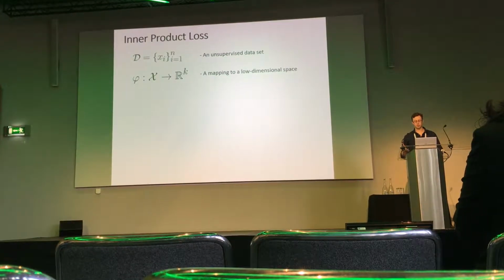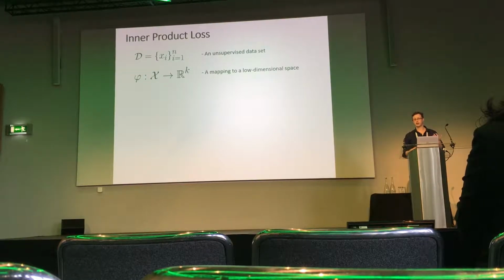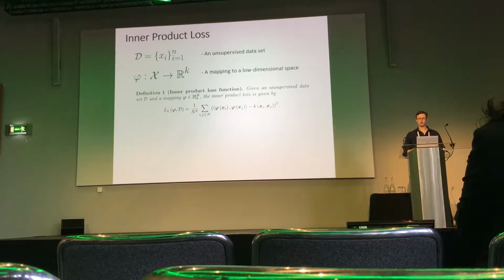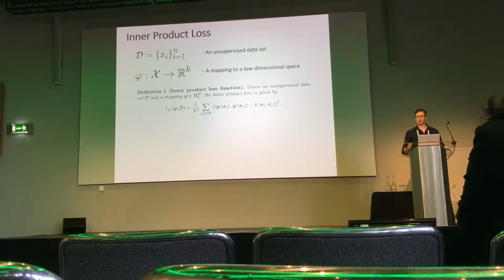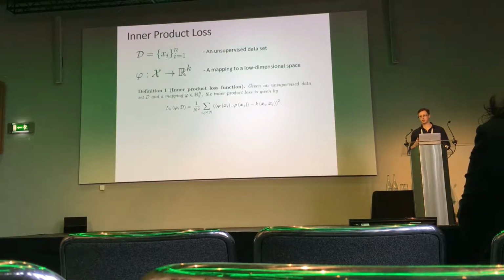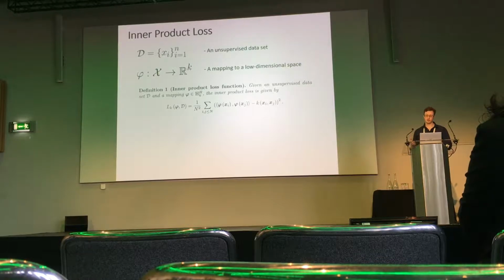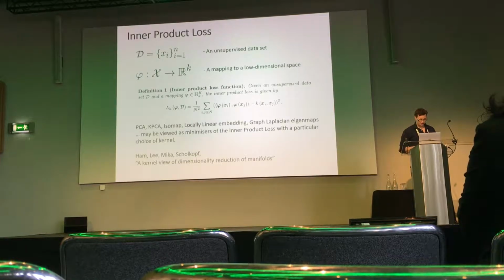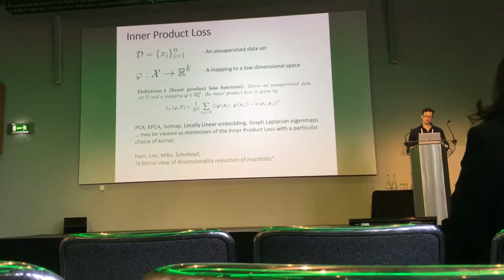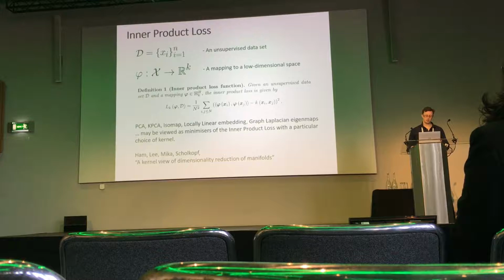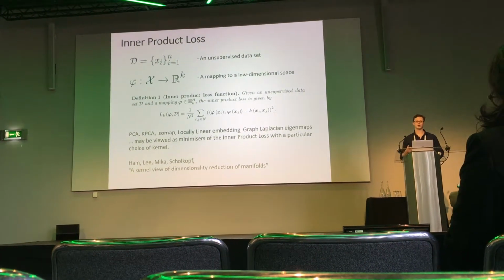Let's say we take an unsupervised data set, D, and we're trying to learn a mapping phi to a low-dimensional feature space. We try and minimize this inner product loss, and that's just the mean squared error of the inner products in our representation space, taking as a target the inner products in the original space. And this actually turns out to be quite general, so numerous instances occur in the literature: PCA, kernel PCA, isomap, locally linear embedding, and others all occur as minimizers of this inner product loss function.